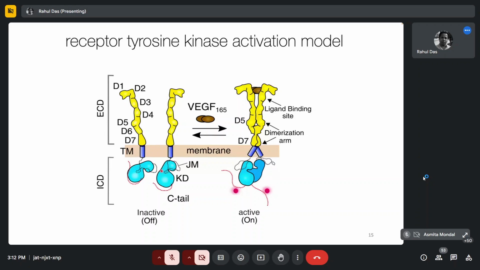Now, these VEGFR molecules remain in an off state when there is no ligand, and they remain in a monomer state. And when there is a ligand, for example, a VEGF ligand here, it binds to this receptor, it simply dimerizes, and then phosphorylates its tail residue. And this is what you call an on state, and the signaling starts.